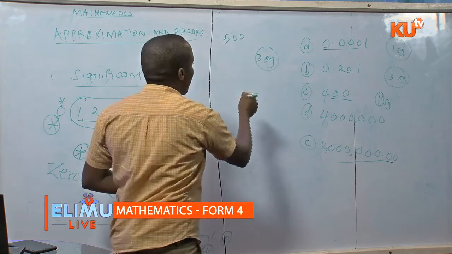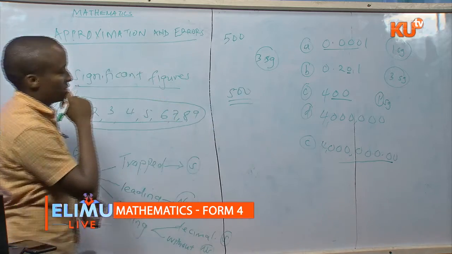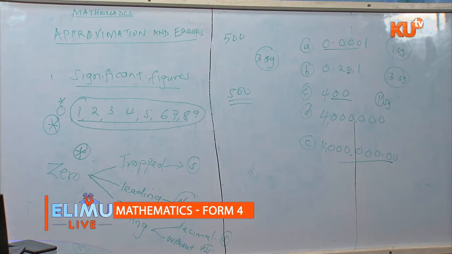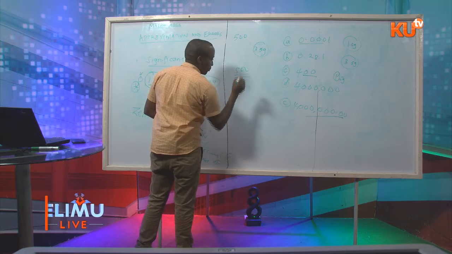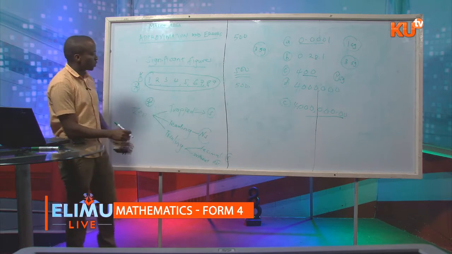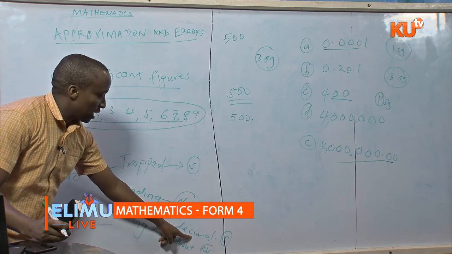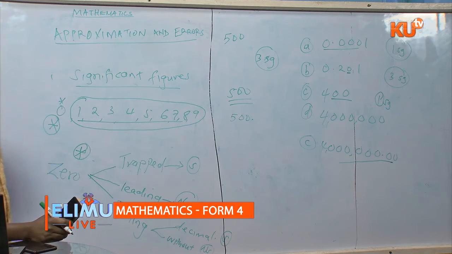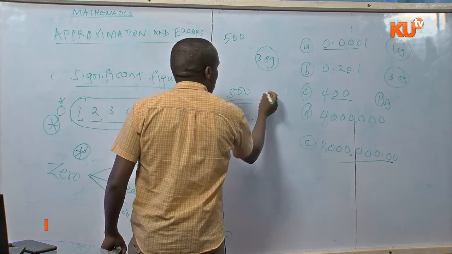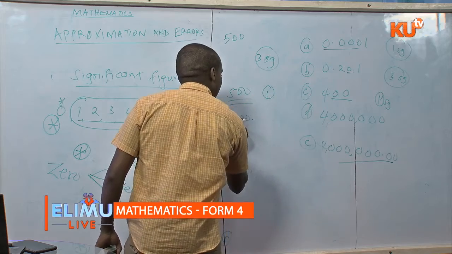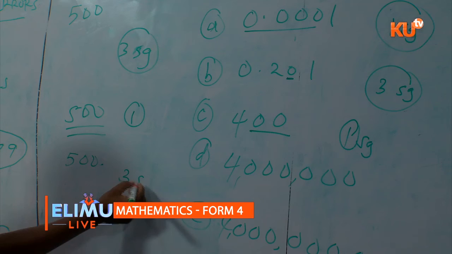Maybe your last answer was 500 and I told you to write your answer to 3 significant figures. How do you go about it in exam? You just put 500, then add a point there to make them significant. Because we have said trailing zeros without a decimal point will never be significant. So for this one, 500 without a decimal, we have only 1 significant figure. But when we add a decimal point there, now we have 3 significant figures.